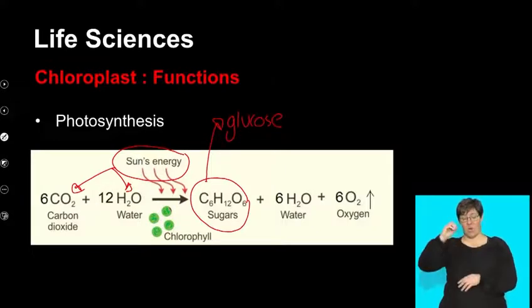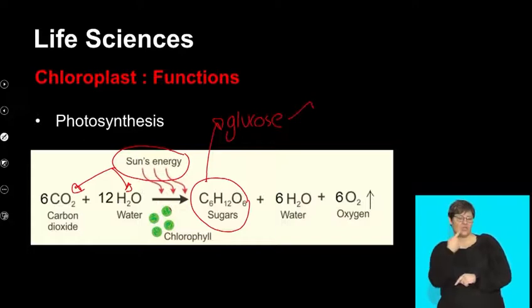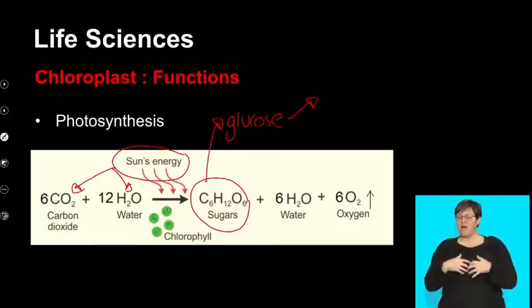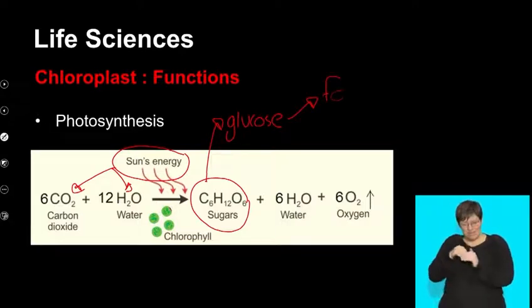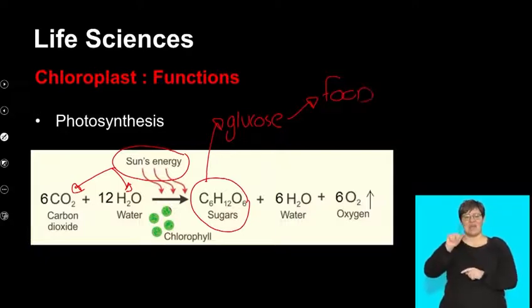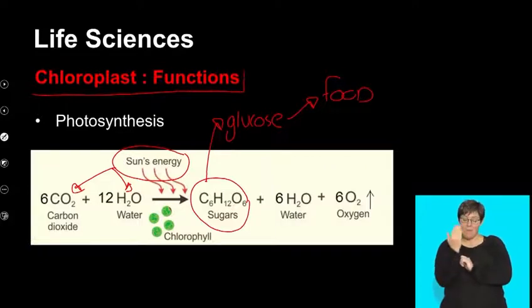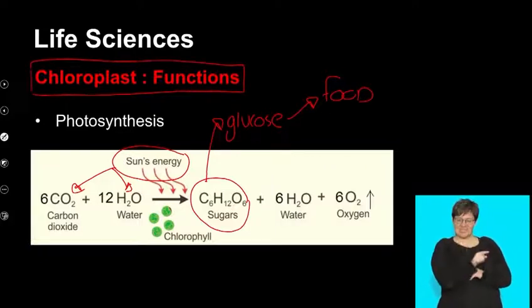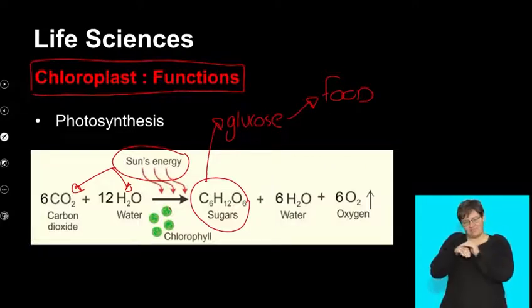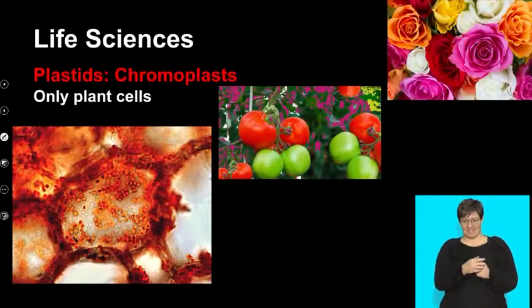And if we make glucose molecules, what can we do? The glucose molecules we can store as carbohydrates, which is food. So the chloroplast, plants need to make food. Chloroplast is going to look at that, and it's the green one.